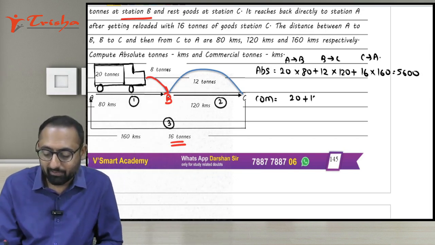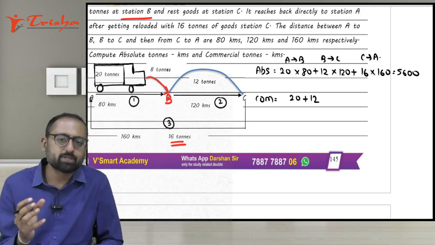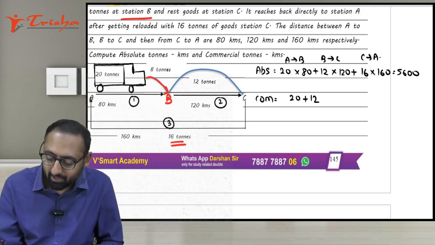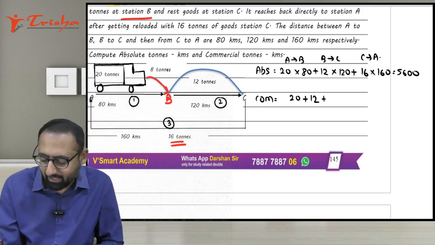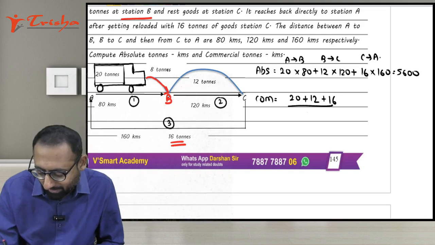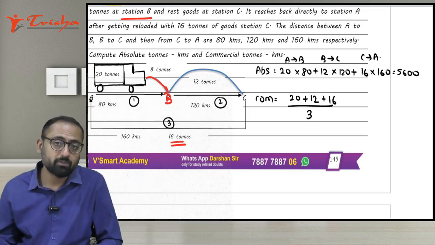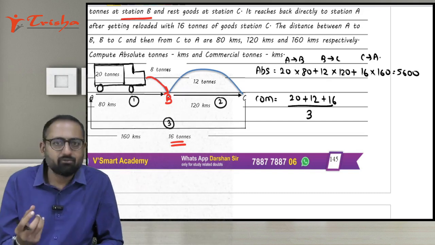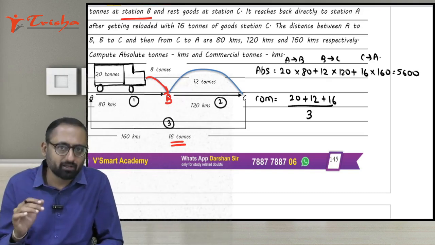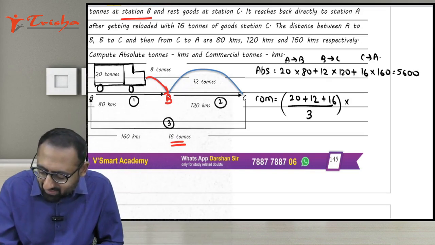is 12 tons, because 8 tons is already unloaded at station B. So from B to C, the total weight will be 12 tons, plus from C to A, the total weight carried will be 16 tons. So divided by 3. Why 3? Because there were 3 journeys: A to B, B to C, and C to A. So what have we taken? We have taken the average of weight. We have not taken the average of kilometer. We have taken the average of weight multiplied by the total distance traveled by you.